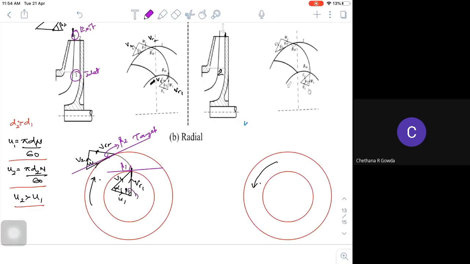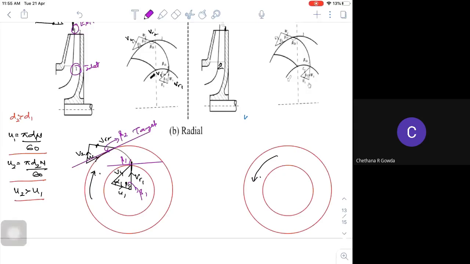So beta 1 is the blade angle which is measured on the hub bar tip by drawing a tangent, and the angle made with respect to the tangent in case of a radial flow machine. The same rule can be applied for turbines as well as for compressors. Now, what will happen if I go for a turbine? The same thing.